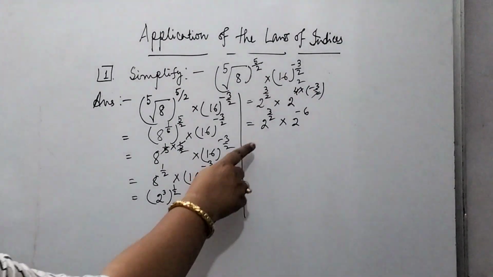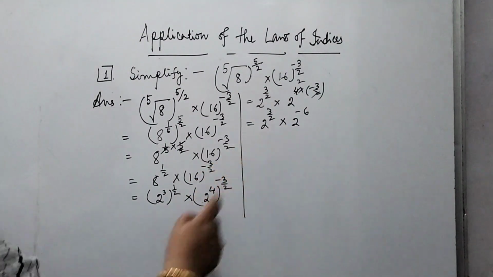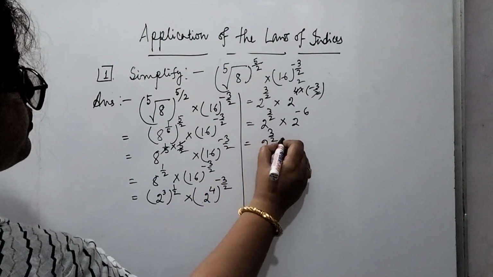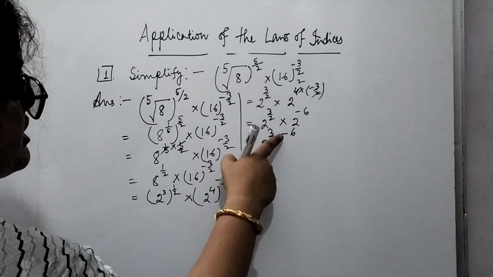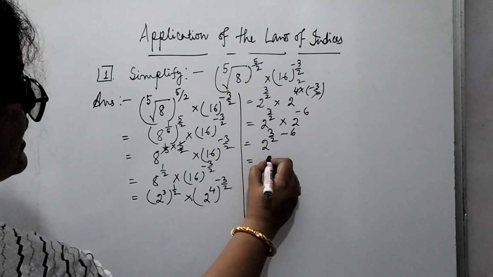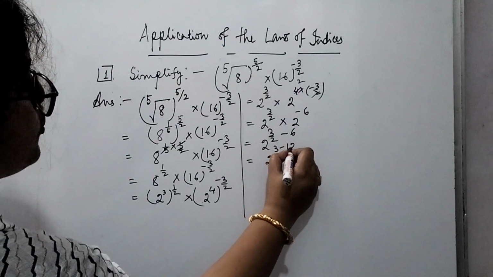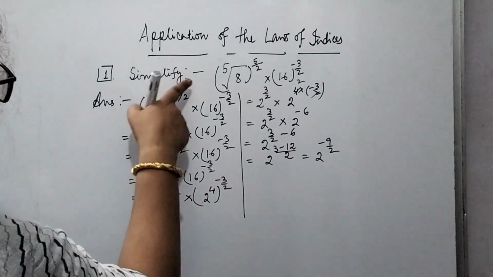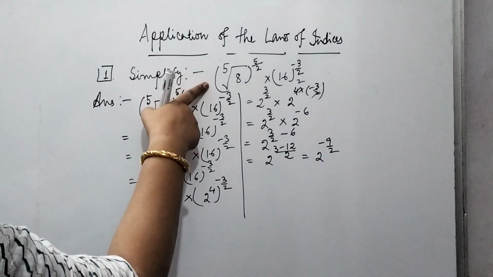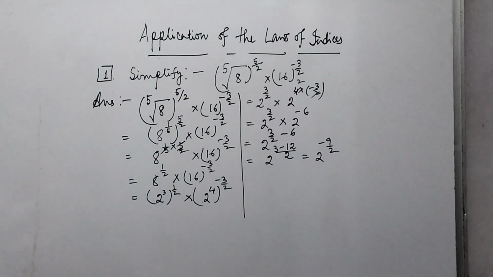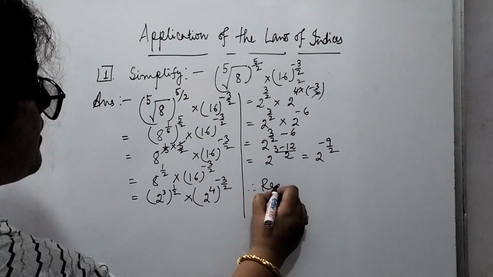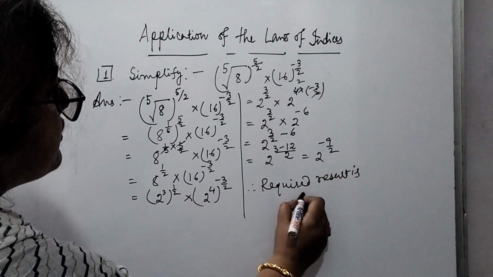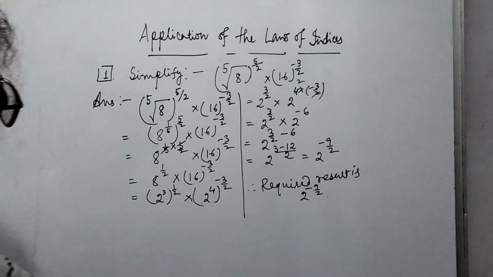That we have to apply the law a to the power m into a to the power n equals a to the power m plus n, right? So here we get 2 to the power 3 by 2 minus 6. Because plus of minus 6 will give us minus 6. That is 2 to the power 3 minus 12 by 2. So 2 to the power minus 9 by 2. Hence this expression which was given to us is represented in the simplified form. So the required result is 2 to the power minus 9 by 2.